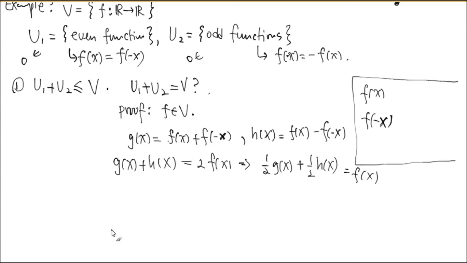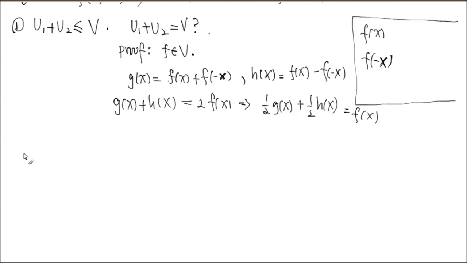All right? That's an example of a space of functions, not column vectors. All right. Now we know the entire space of functions is the sum of even and odd functions, right?